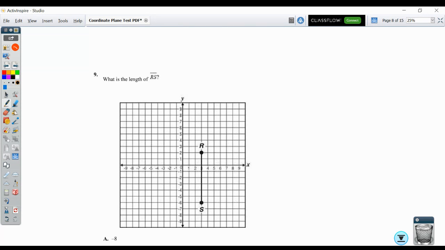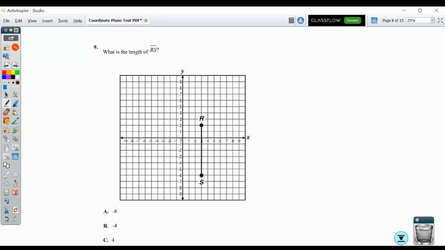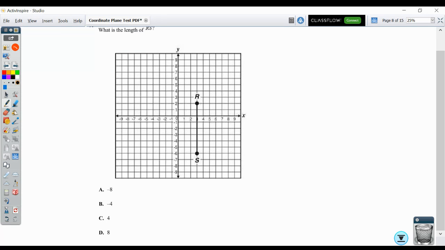Question 9 says, what is the length of all S? This is so easy. We're just going to measure it. 1, 2, 3, 4, 5, 6, 7, 8. 8. And we could also do it on a number line. 0 here. We started at 2. And we went down.